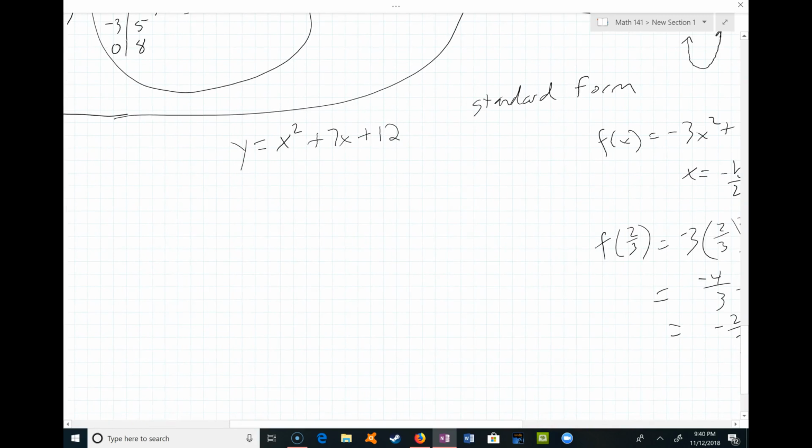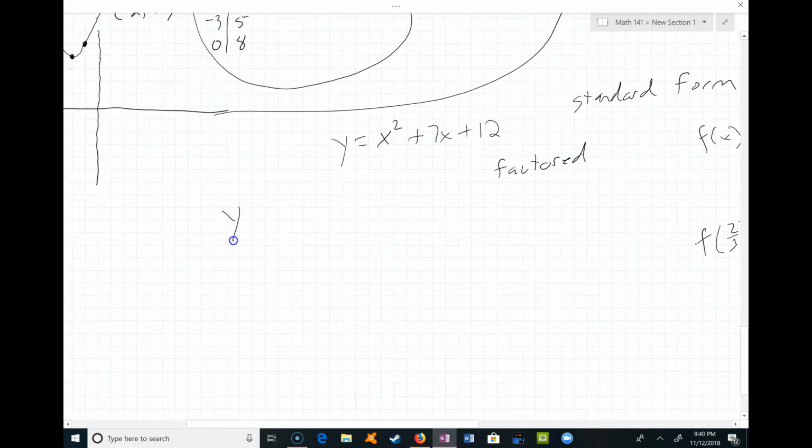Okay, now the main reason for this video is to talk about switching back and forth. So right now this is in standard form. Let's say I wanted to switch it to factored form. That, of course, is very easy because we know how to factor. So we just leave the y alone. Oh, let's change this to function notation. Sorry about that again, guys. We'll call it h of x.